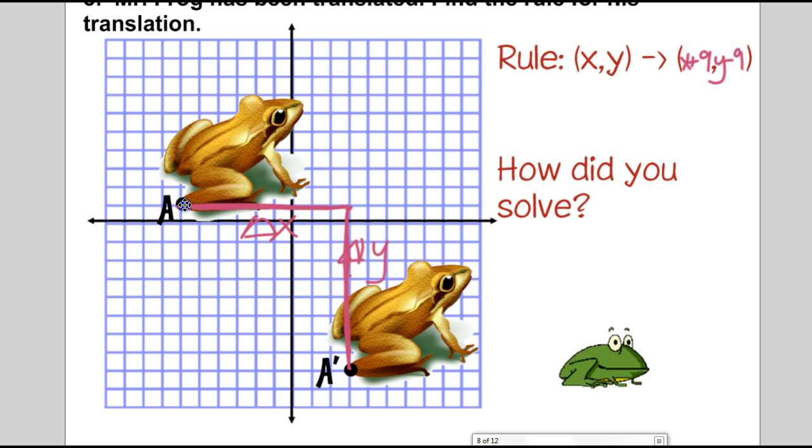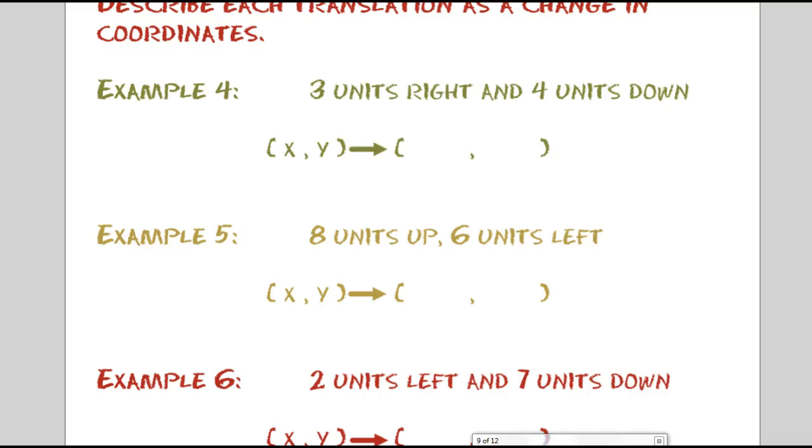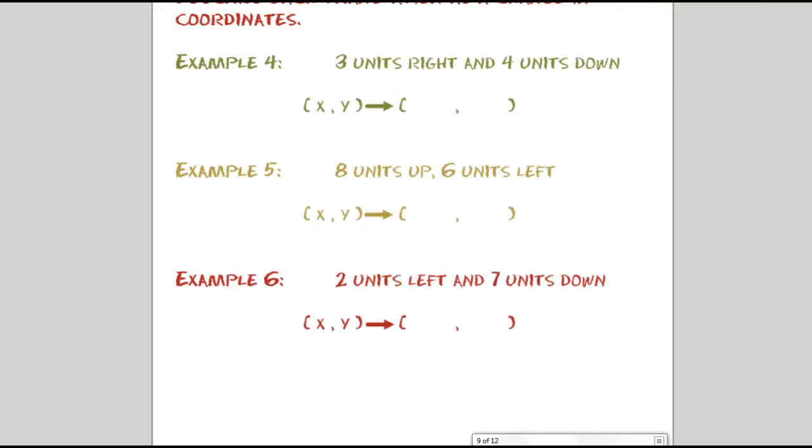All right, that was the Mr. Frog example. Were you watching him eat that fly? It's quite entertaining. Alright, here's a slide where you don't have to use any coordinates at all. Describe each translation as a change in coordinates. So, if I'm going 3 to the right and 4 down, xy becomes, Jared, what's the rule if I'm going 3 to the right and 4 down?